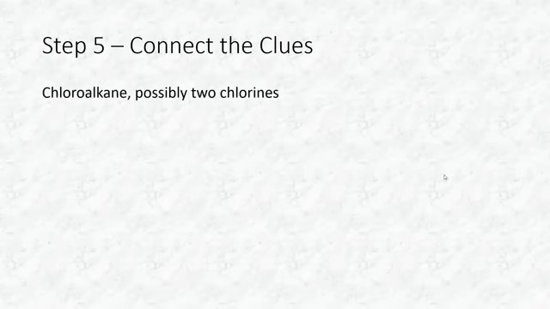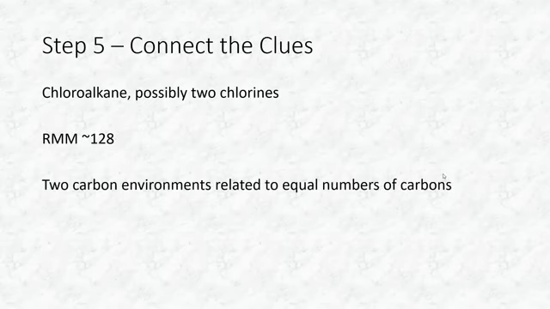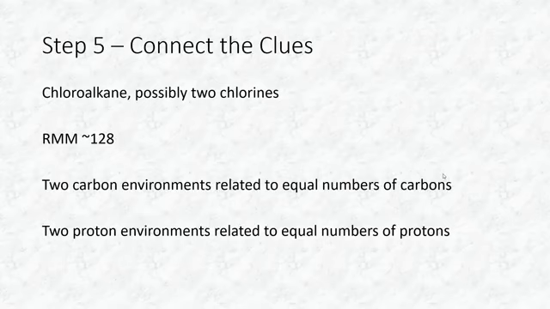Now we're going to connect the clues. We've got the fact that we have a chloroalkane with possibly 2 chlorines. Well, I think from the mass spec, it's certainly 2 chlorines. We worked out the relative molecular mass is about 128. Remember, we had those 3 peaks. We have 2 carbon environments related to equal numbers of carbons in each. And we have 2 proton environments related to equal numbers of protons in each. Right, so how do we start piecing this together?